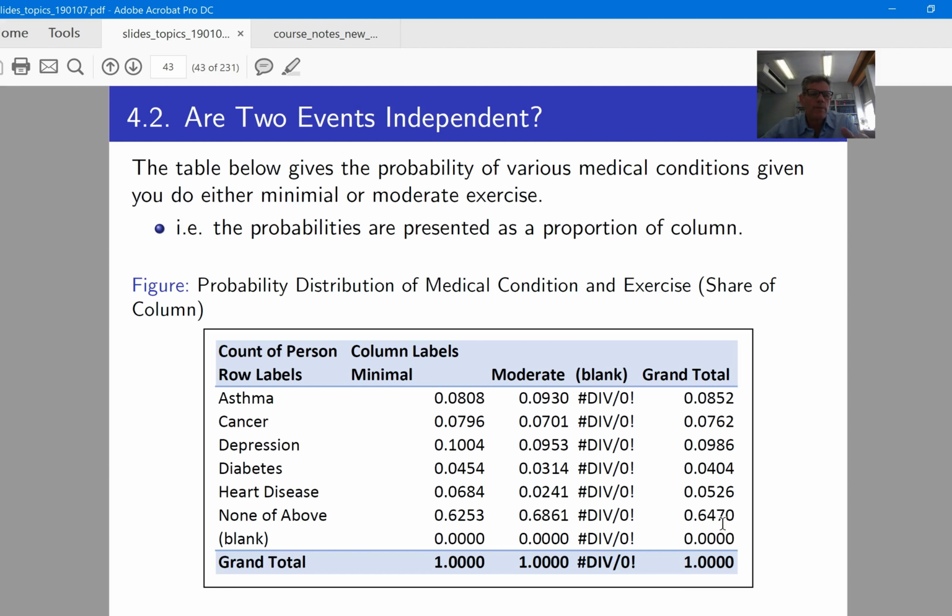Now we can make use of these different things to answer quite an important question. You may recall at the end of the previous video we started to speculate that it looked like there was some kind of connection between exercise and illness, that certain types of illnesses are more common amongst those who engage in minimal exercise, as opposed to moderate exercise. And that's not surprising. Common sense would tell you that if people are fitter and healthier and exercise more, then they're less likely to have certain types of illness, like heart disease or diabetes. So that's sort of common knowledge.